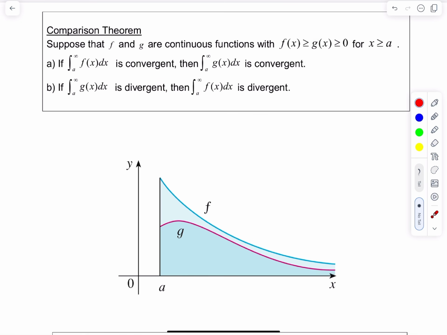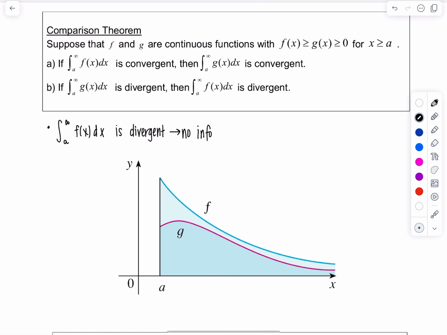So the direction of the inequality is important in order for you to draw a conclusion because there are really 4 cases. Only 2 allow us to make a conclusion. What are the other 2 cases that are not listed? Well, if the integral from a to infinity of f of x dx, what did we not say? If it is divergent, then we have no info on the integral from a to infinity of g of x dx.